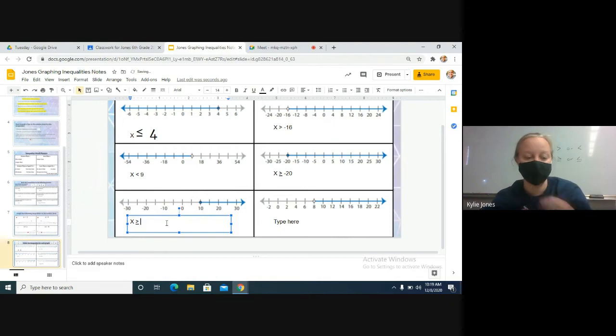Yeah, we're turning it in after we're done. And what number is this? Is x going to be greater than or equal to? Not 30. Where's our dot? 10. Good.